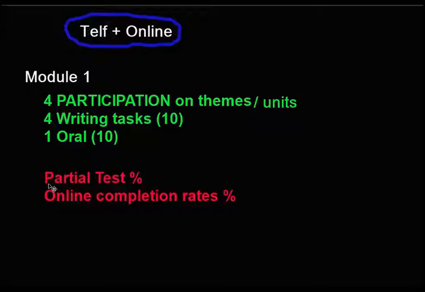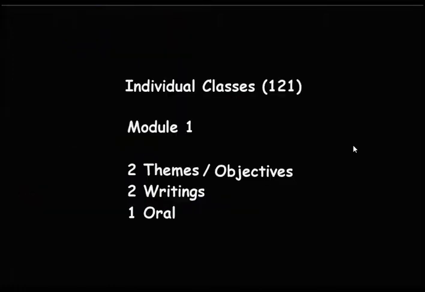The partial test, that's the online test that they do at the end of each module, we will input that, and then you've also got the online completion rates, so that's how much of the online course they've done, and again we will introduce that. But just remember that if they don't do this part, the online part, then they are not completing half of the course, and then they will fail. So we really need to get their completion rates up. It's very important to encourage them to do this.